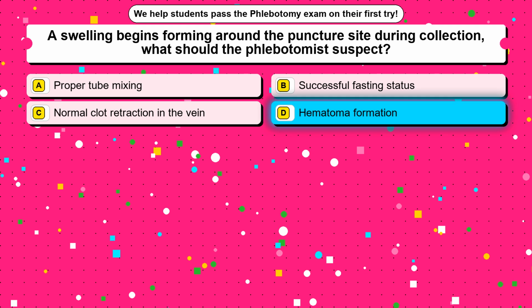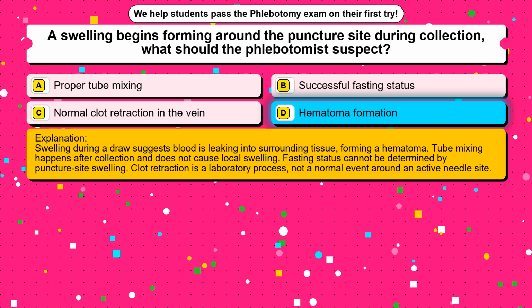Hematoma formation. Swelling during a draw suggests blood is leaking into surrounding tissue, forming a hematoma. Tube mixing happens after collection and does not cause local swelling. Fasting status cannot be determined by puncture site swelling. Clot retraction is a laboratory process, not a normal event around an active needle site.